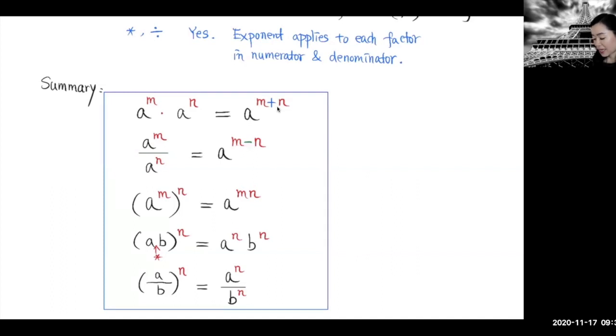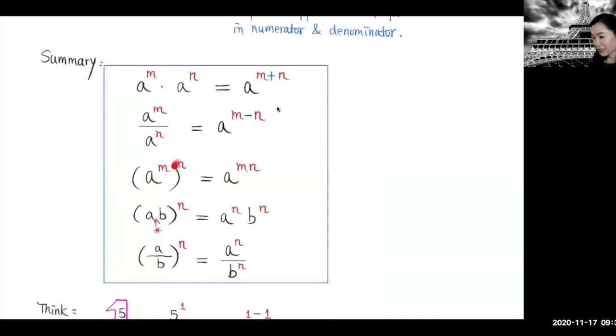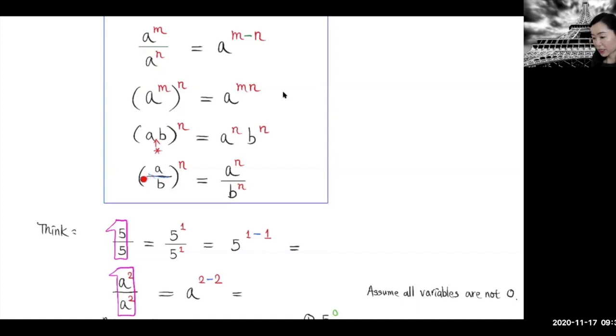And when you have a power of a power, a to the m power and then raised to the n power, you multiply the exponents. So a to the m times n. Now, when you have (a times b) raised to the n power, when this is multiplication in between them, the power applies to each factor. So it's a to the n power times b to the n power. And when this is division over here, then this exponent also applies to the numerator and the denominator. So it's a to the n power over b to the n power.